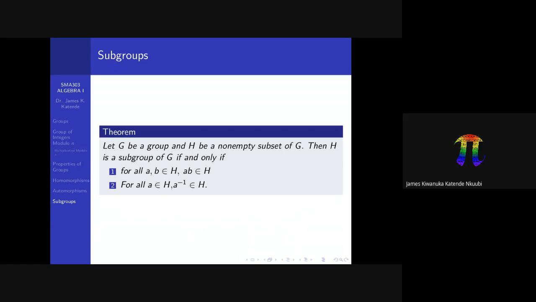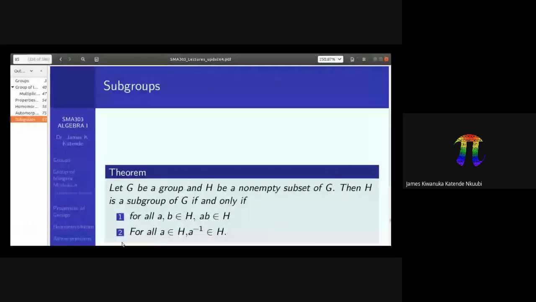Good. So here is a theorem we can use. Anytime you want to check if a subset is a subgroup, there are two options you have. One option is to, I think there are people trying to join. Let me just admit them, then we can continue.